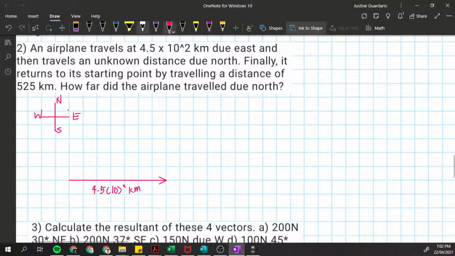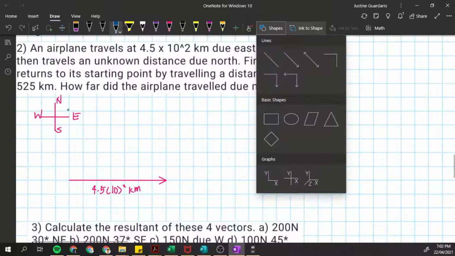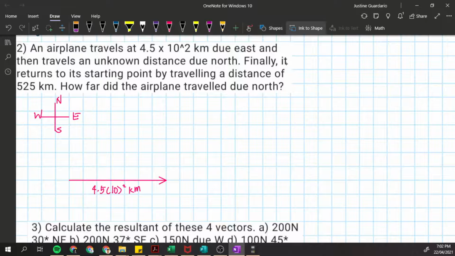Then, after that, our airplane traveled to the north with an unknown distance. So, from this one, I utilize tip to tail. So, I will just make it like this. So, I have my second vector to be this one. And since it is due north, we know if it is due north, okay, we can form a 90-degree angle here.